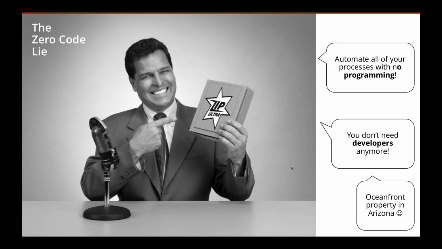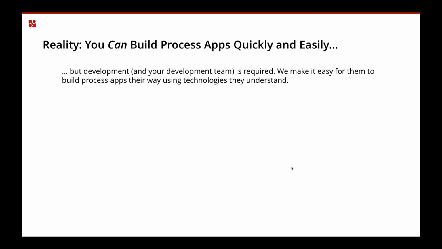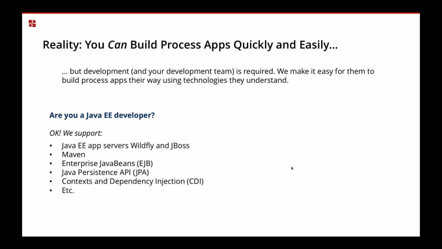And I've got oceanfront property in Arizona listed there on the bottom right-hand side of the screen. There are companies that will sell you this zero-code lie, but the reality is it is as rare as that aforementioned oceanfront property in Arizona. So does that mean you have to write Java? No. You can write Java within Camunda.